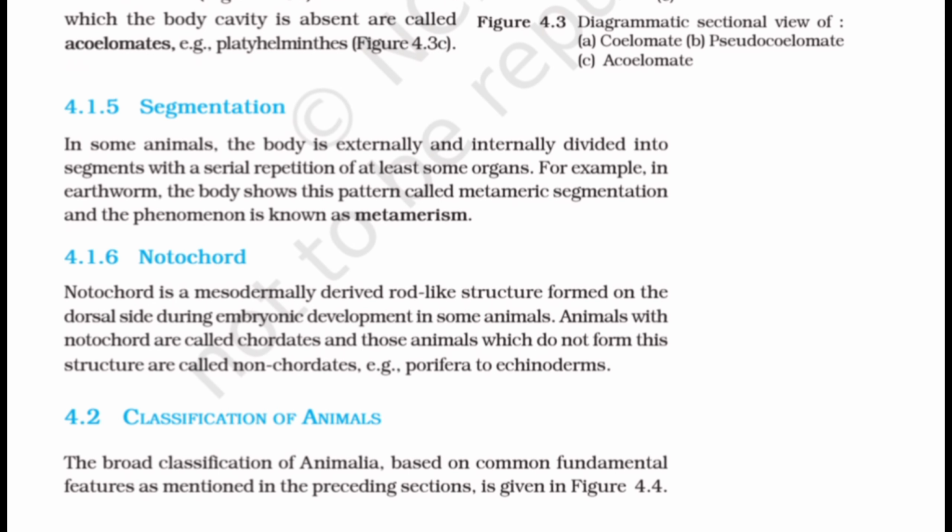Then, segmentation. In some animals, the body is externally and internally divided into segments with a serial repetition of at least some organs. For example, in earthworm, the body shows this pattern called metameric segmentation and the phenomenon is known as metamerism. Notochord. Notochord is a mesodermally derived rod-like structure formed on the dorsal side during embryonic development in some animals. Animals with notochord are called chordates and those animals which do not form this structure are called non-chordates. Example, Porifera to echinoderms.